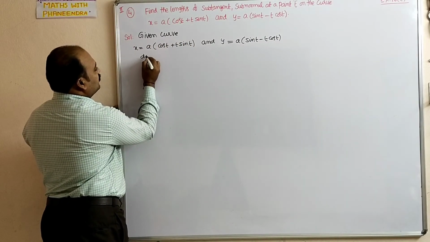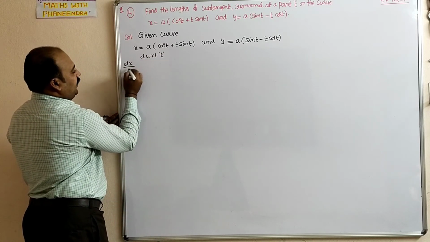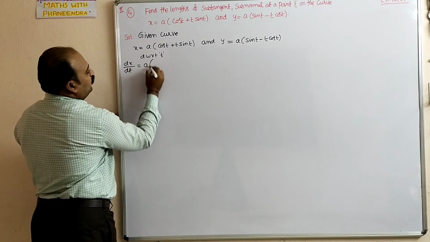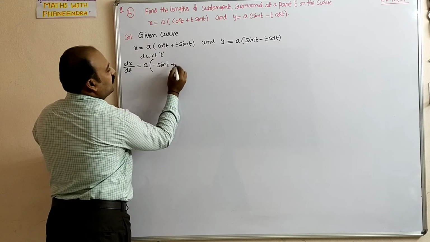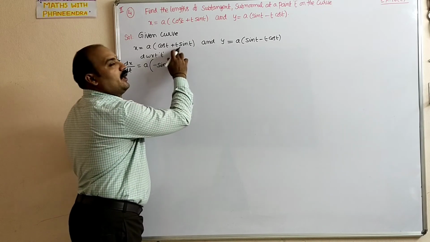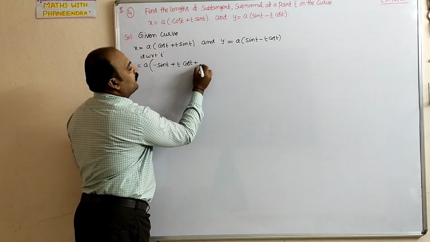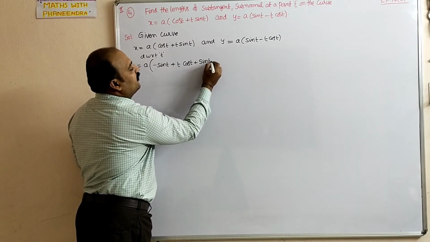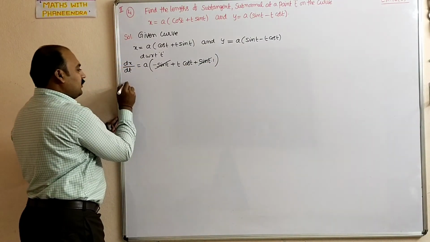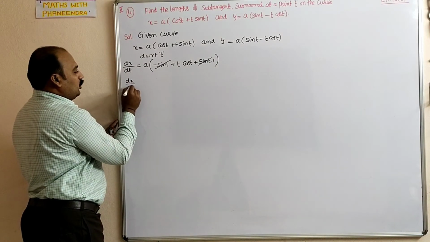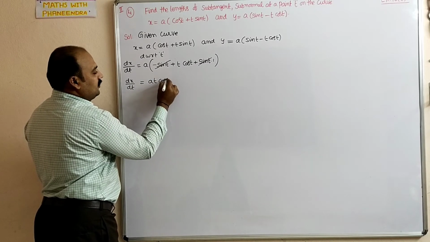So differentiate x with respect to t. dx by dt is a into d by dt of cos t, which is minus sin t, plus, using the uv formula, t into d by dt of sin t, which is cos t, plus sin t into d by dt of t, which is 1. So minus sin t plus sin t get cancelled. dx by dt is equal to a into t cos t, so a t cos t.